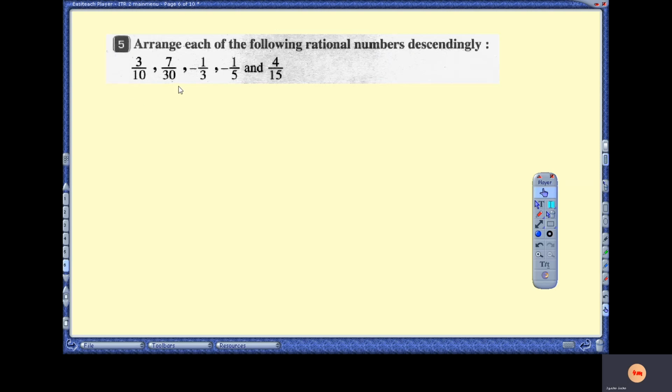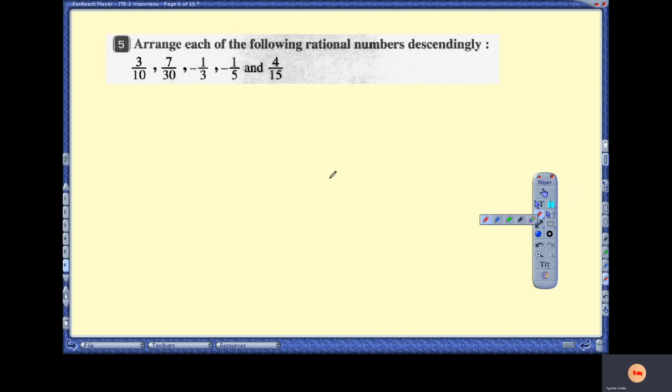So look to the greater number, 30. If 30 is divisible by all of the denominators, it will be the common denominator. 30 divisible by 10, yes. Divisible by 3, yes. Divisible by 5, yes. Divisible by 15, yes. So 30 will be the common denominator.